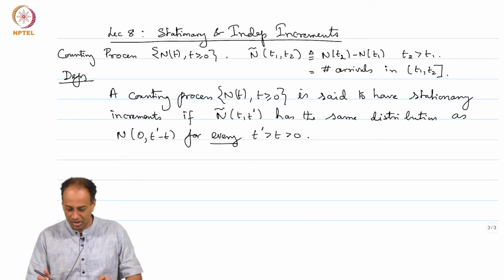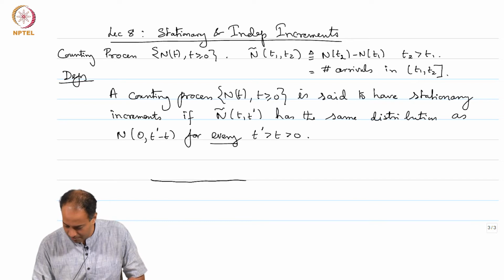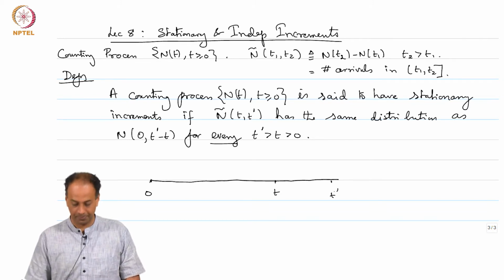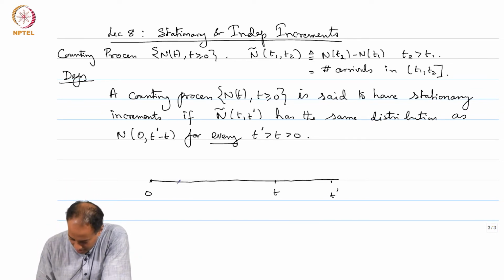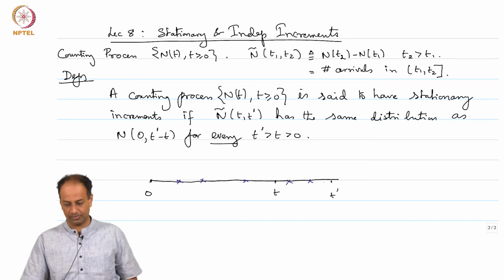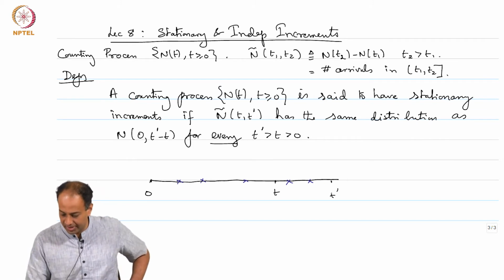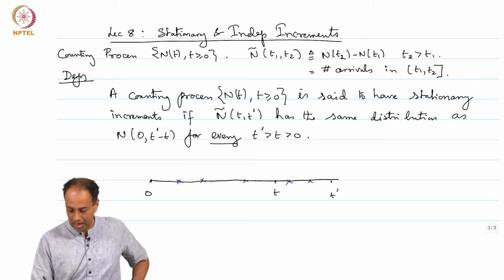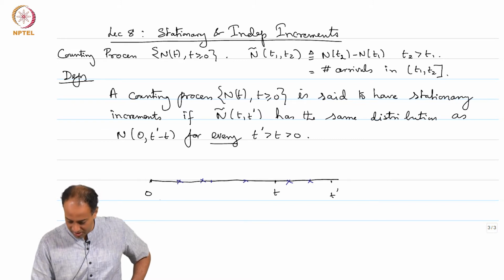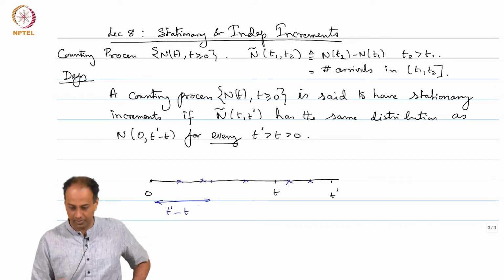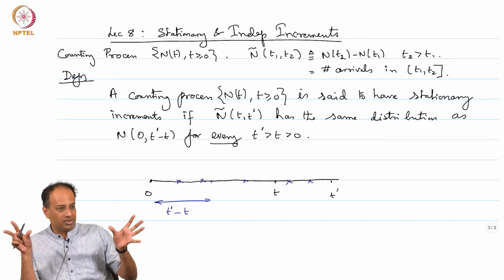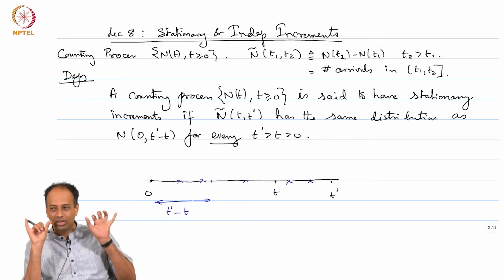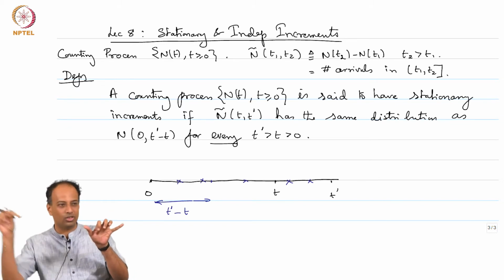So, if this is your time axis, this is 0, let us say that is t, that is t', and you have some arrivals. You just look at the number of arrivals in this interval t comma t', and you look at another interval of the same width, but starting at the origin. So, you take these two random variables: the number of arrivals that occurred in (t, t'] and the number of arrivals that occur in (0, t' minus t]. You are considering two intervals of the same width, one is located at the origin, one is located anywhere else.